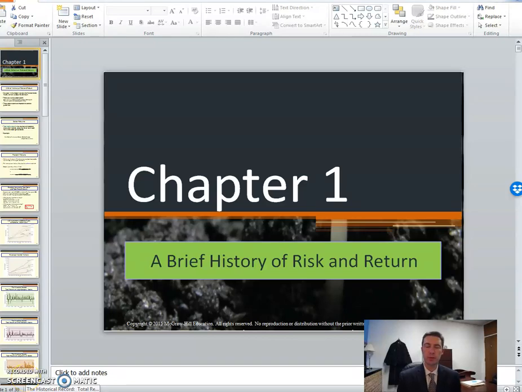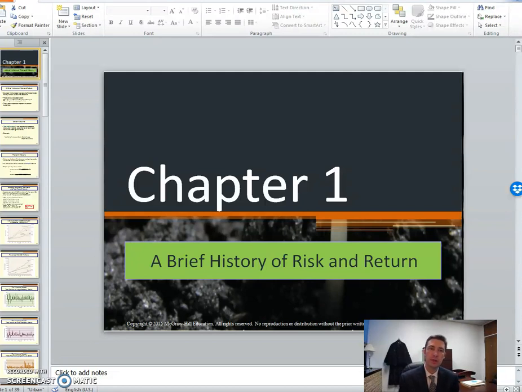Okay guys, here we go. We're going to be covering Chapter 1, Risk and Return. This is the Jordan et al. book, Fundamentals of Investment, Valuation and Management. These are the PowerPoints for the book. You can find the PowerPoints on Blackboard, so go ahead and look for them, download them, and open them so you can follow this video using the PowerPoints.